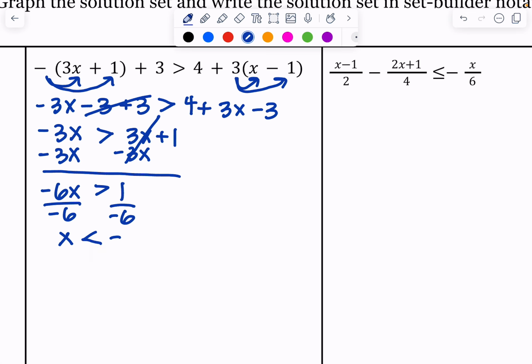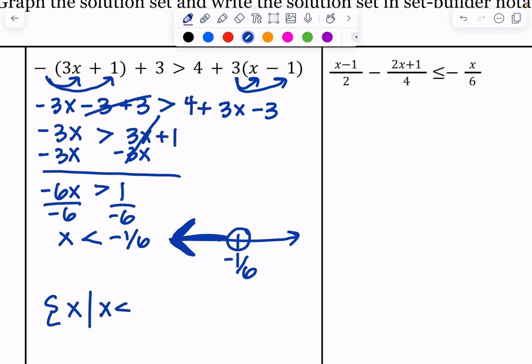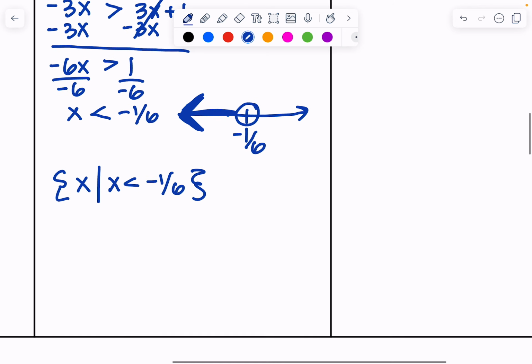less than negative 1/6. When we graph this on a number line, because it is a less than, we will have an open dot, and the numbers are less than to the left. In set notation, we will have x such that x is less than negative 1/6. And in interval notation, the smallest number less than negative 1/6 would be negative infinity, comma goes up to negative 1/6, but we do not include it, so it is another curved parenthesis.